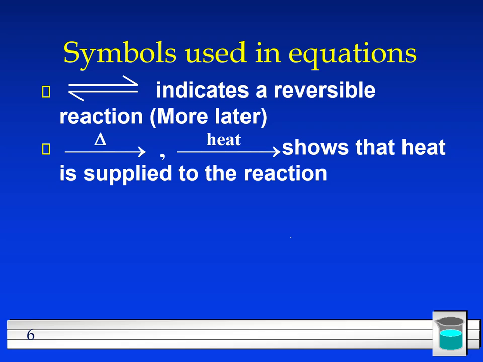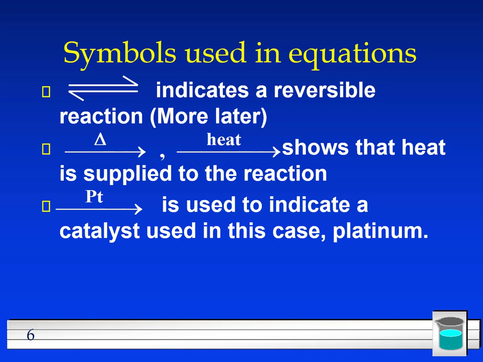We're not talking about lighting a fire. You apply heat at the beginning of lighting a fire, but then you can take your heat away. It makes its own. So that wouldn't get the heat on top of the arrow because you don't have to keep supplying it. Make sense? Okay. And the last thing they could do is they can write the formula or the name of a chemical on top of the arrow.